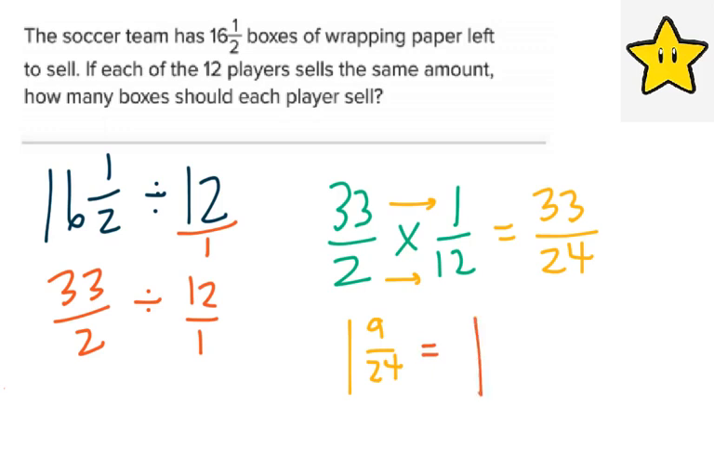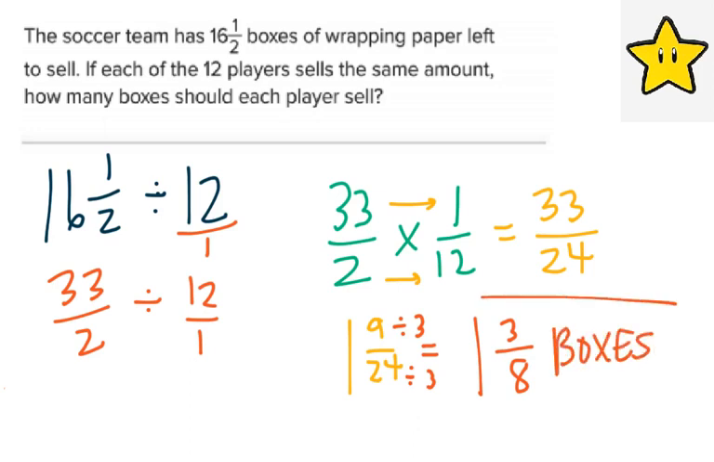We're going to keep the whole number the way it is. It's still 1. And we're going to ask, what can go into 9 and 24? We can simplify this fraction. The first thing that comes to my mind is 3. 3 can go into both, right? So 9 divided by 3 is 3, and 24 divided by 3 is 8. So each player would get 1 3/8 boxes of wrapping paper to take home and sell.